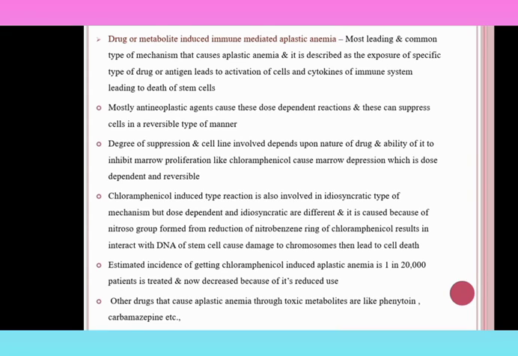The estimated incidence of chloramphenicol-induced aplastic anemia is 1 in 20,000, meaning 1 in 20,000 patients will get this type of drug-induced aplastic anemia, and they will be treated. It has now decreased greatly because of reduced use of the drug. Other drugs that may cause aplastic anemia through toxic metabolites are phenytoin, carbamazepine, and similar drugs.